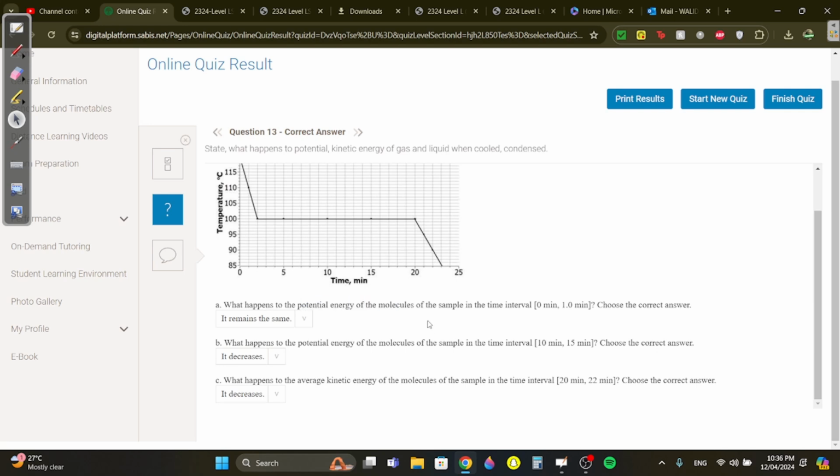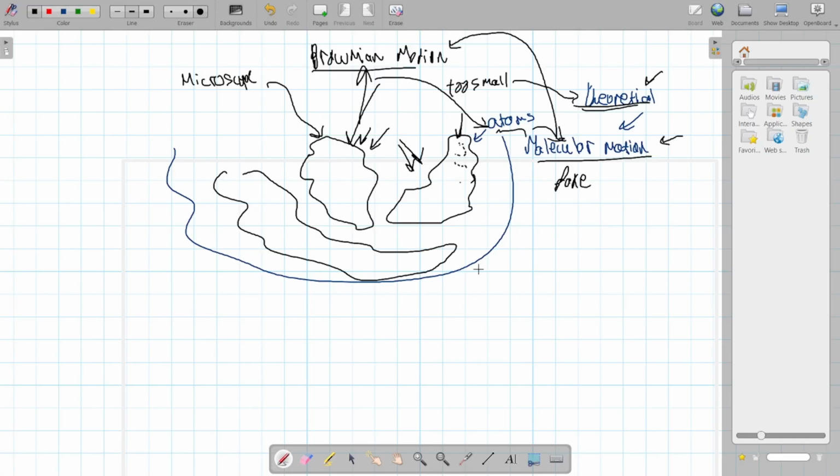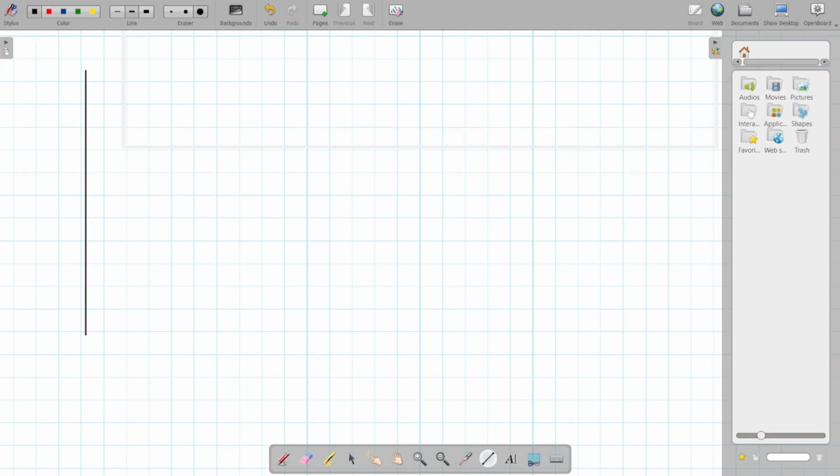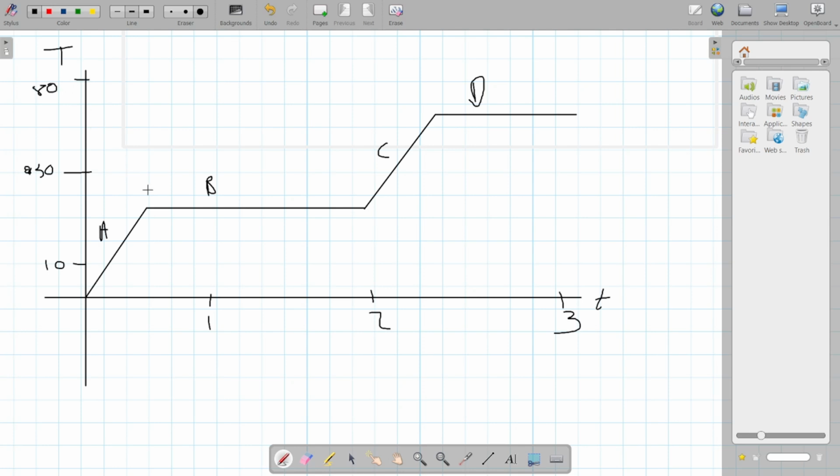What happens to the potential energy of the molecules between 0 minute and 1 minute? Okay, I'm going to explain heating cooling curves quickly. It's very, very simple. Just focus, please. Okay, start, you go up, straight, go up, straight. Let's call this A, B, C, D. This is going to be temperature, and this is going to be time. 1 minute, 2 minute, 3 minute. Here's going to be 10, 50, I don't know, 80, I don't know. Look, I'm going to be very, very basic with you.